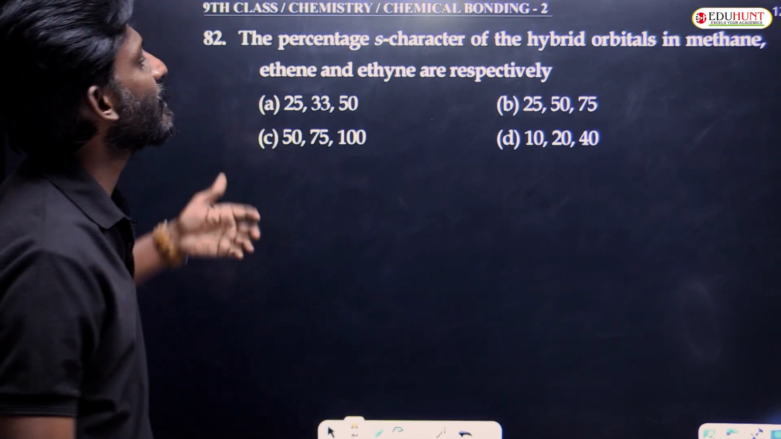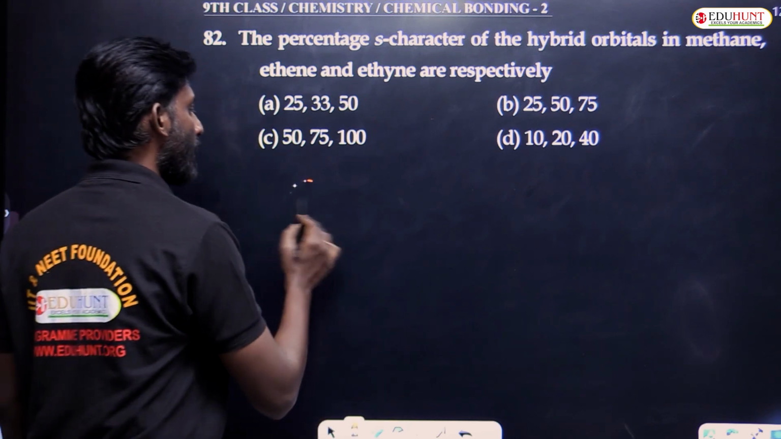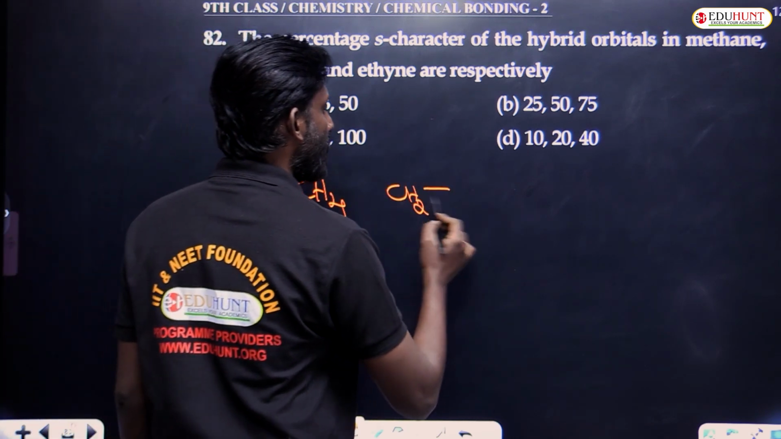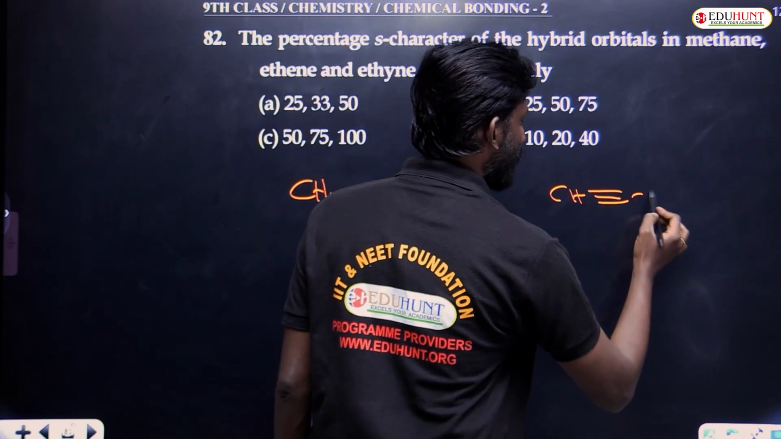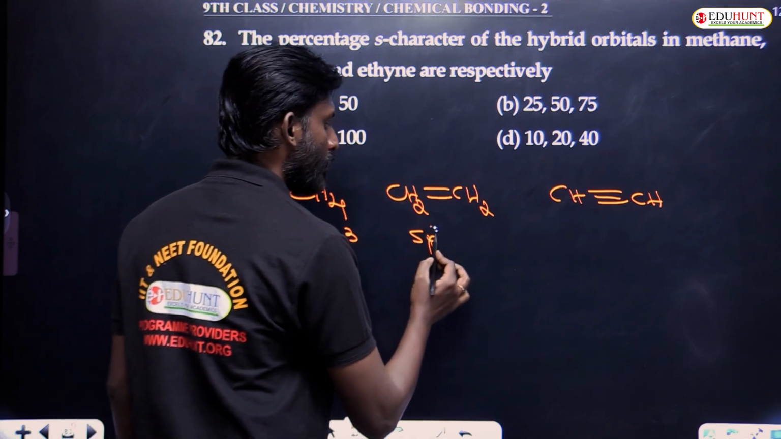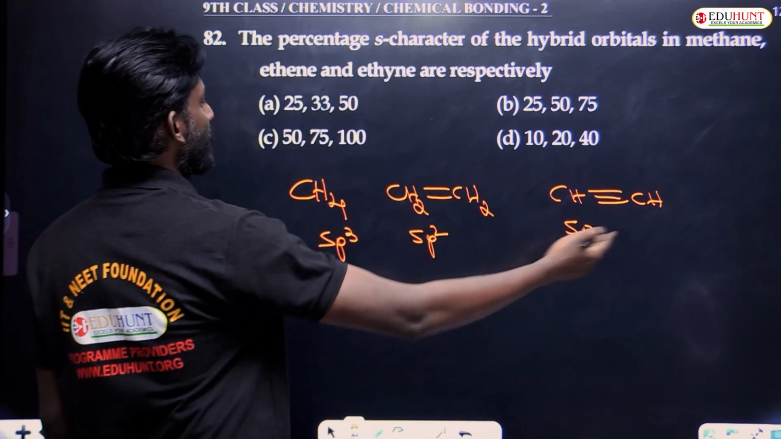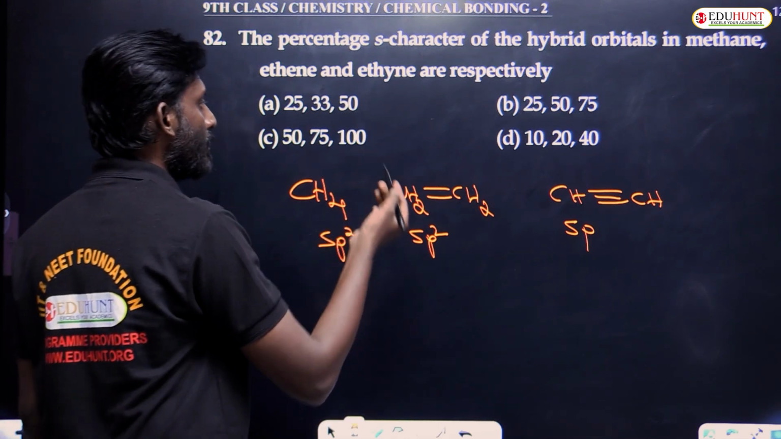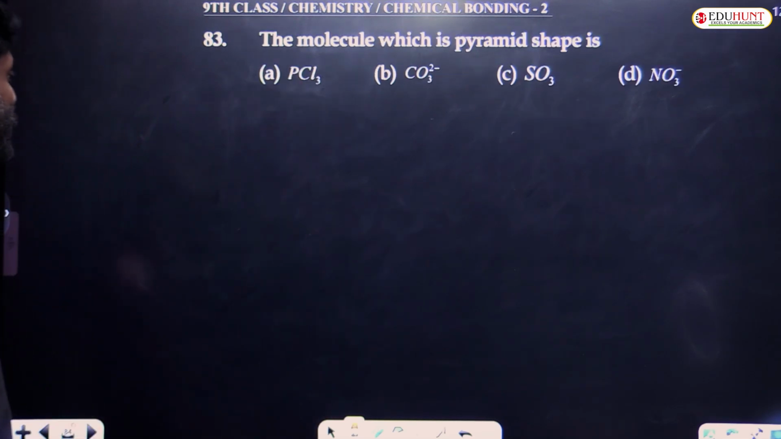Question number 82. The percentage of S character of hybrid orbitals in methane, ethene, and ethane. Of course, this kind of question we did already. So obviously sp3, sp2, sp. So percentage increases. The percentage here is 25%, here 33.33 and 50%. We already came across these kind of questions.